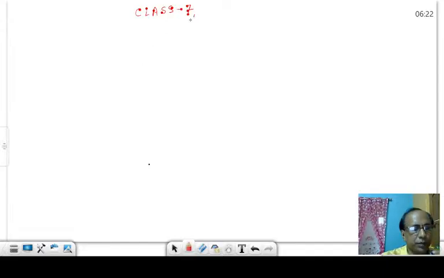And the name of the chapter is Profit and Loss. And this is from R.S. Agarwal.